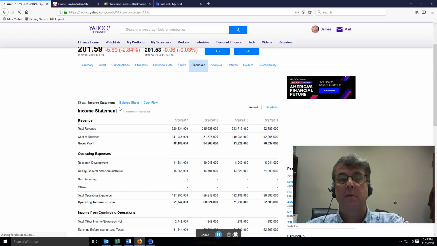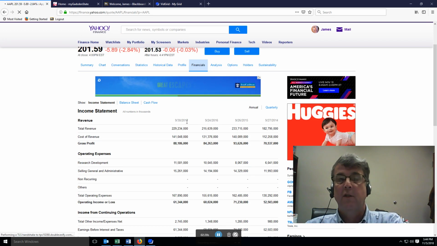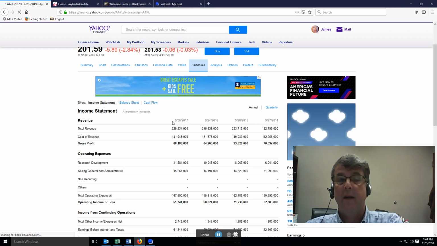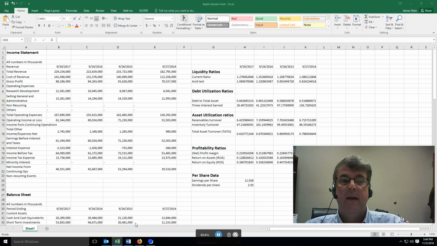This is the income statement. You get a balance sheet and a cash flow statement. 9/30/2017, 9/24/2016. So these are yearly over the past 4 years, and the income statement hasn't been posted yet for 2018, because it's just barely been due. So what I've got is these things in a spreadsheet here, Apple's spreadsheet, I'm calling it.